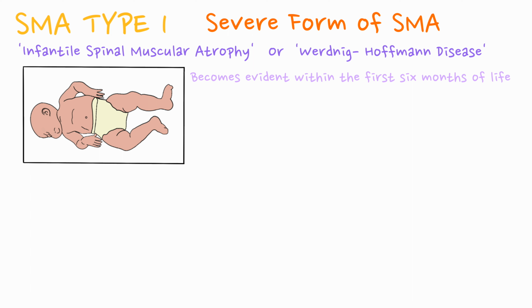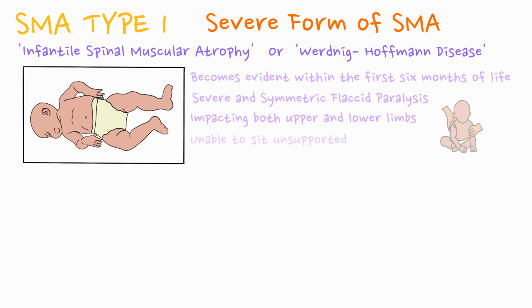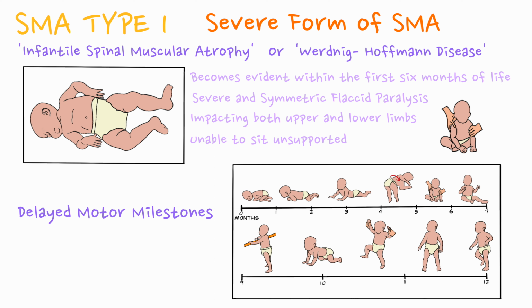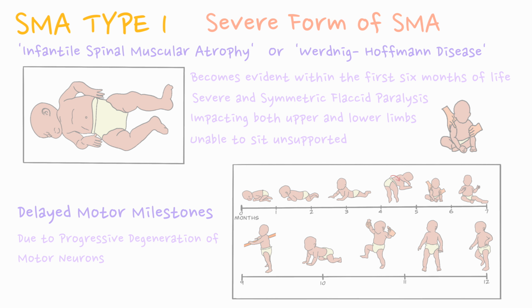Initially, affected infants may seem normal, but soon they develop severe and symmetric flaccid paralysis, impacting both their upper and lower extremities, rendering them unable to sit unsupported. Motor milestones are significantly delayed in SMA type 1 due to progressive degeneration of motor neurons. The lack of functional motor neurons hinders the development of motor skills, making it challenging for affected infants to achieve essential milestones such as lifting their head, rolling over, sitting, standing, or crawling at the expected age.